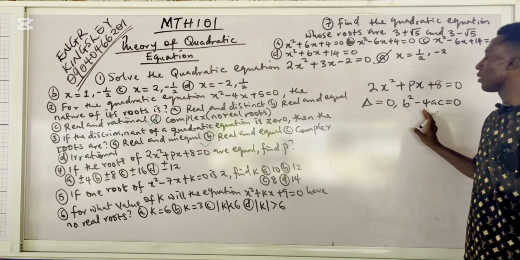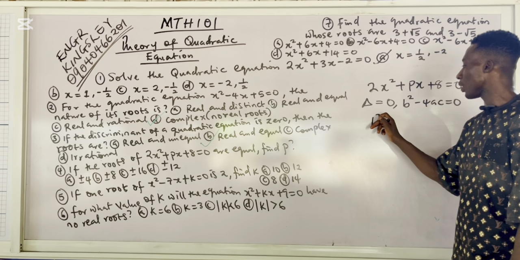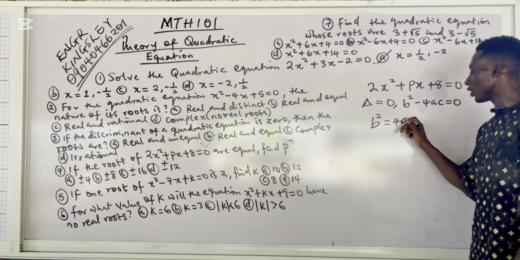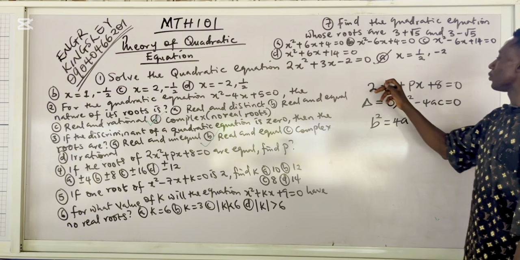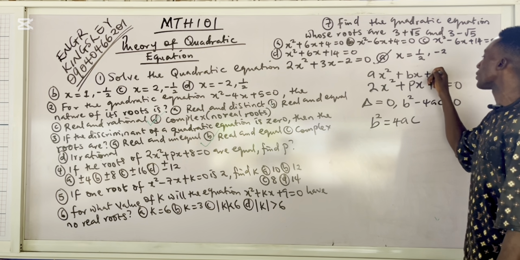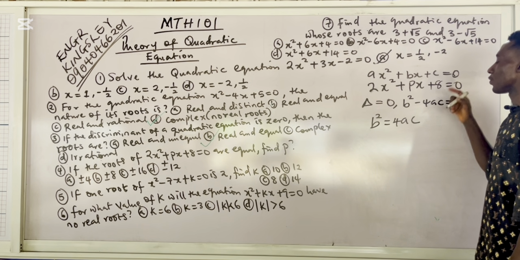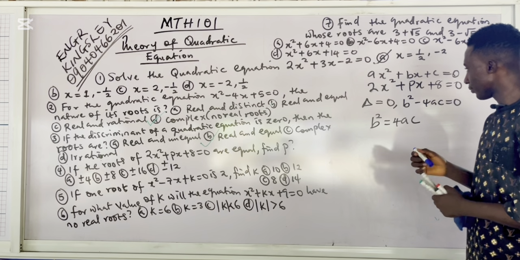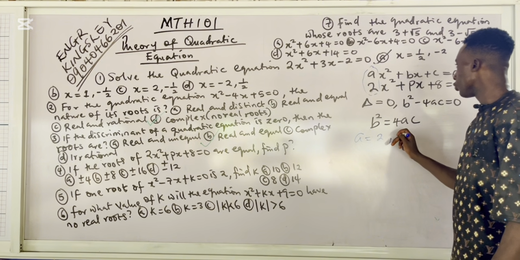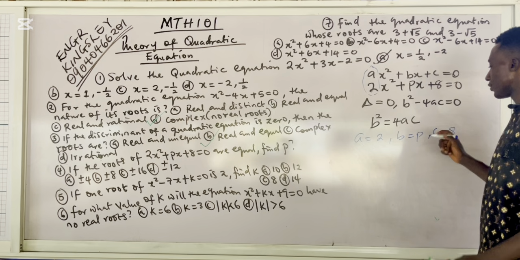So if b squared minus 4ac is equal to 0, making b squared the subject, moving over, crossing the sign of equality, we change to plus 4ac. According to the equation given to us, we have the general formula for a quadratic to be ax squared plus bx plus c equal to 0. That simply means that a in the quadratic is 2, b is p, and c is 8.